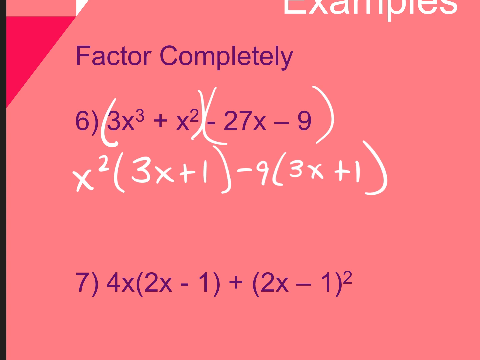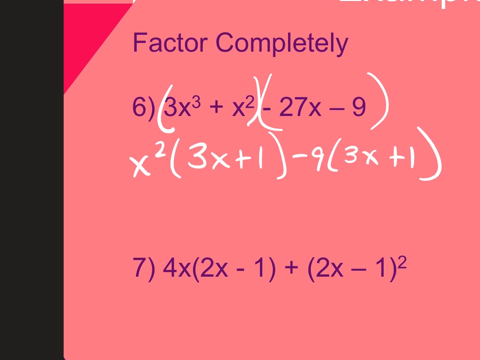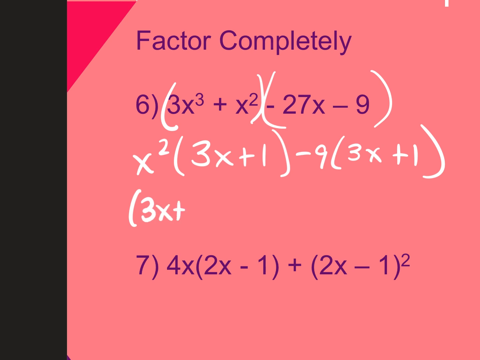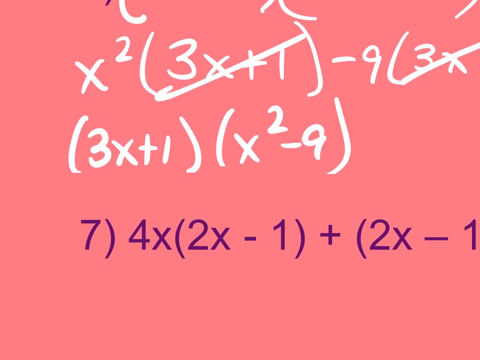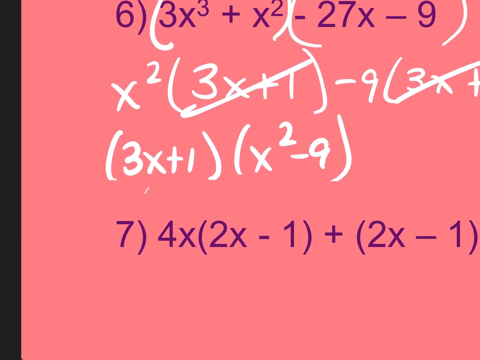How do we know we're on the right track just by looking at this so far? Because those 2 parentheses are the same. So we take it out, write it out front one time, 3x plus 1. And then my leftovers get their own parentheses, right? Can I factor any more? Yes. x squared minus 9 is a difference of squares. So I have 3x plus 1, x minus 3, and x plus 3. Good.